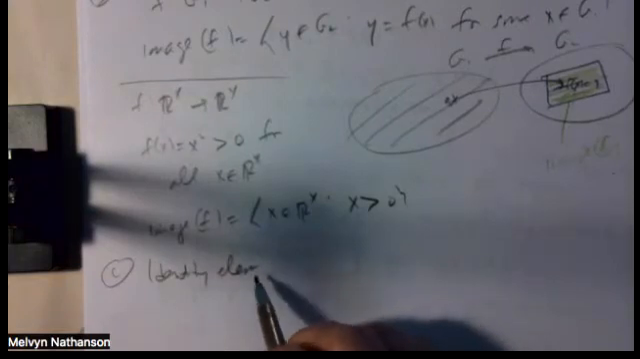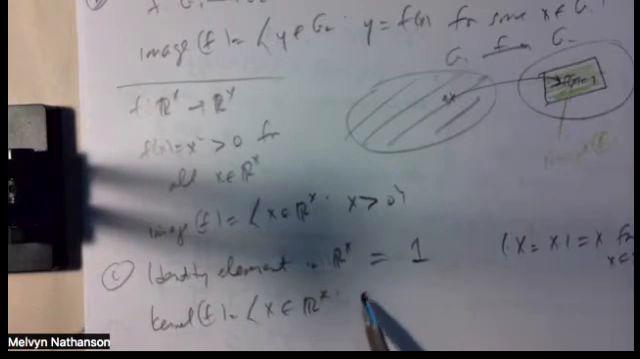That's part B. In part C, we want to find the kernel. Now, what is the identity element in R star? It's just the number 1, right? 1 times x and x times 1 equals x for all x. And the kernel of f is the set of all x in R star such that f of x equals 1. It's all the elements that get mapped to the identity.